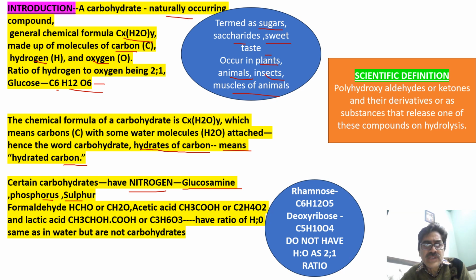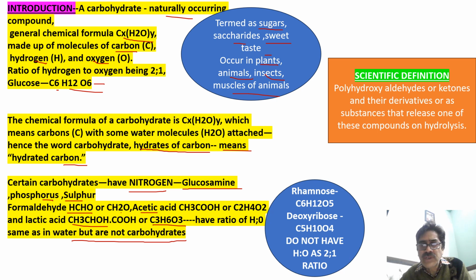One important point is here, we have compounds like formaldehyde, CH2O. We have acetic acid, CH3COH, lactic acid, CH3CHOH. You can see this formula of formaldehyde CH2O. Similarly, in case of acetic acid C2H4O2, in case of lactic acid C3H6O3, the ratio of hydrogen to oxygen is 2 to 1, the way it is in water. But remember, these are not carbohydrates. They don't bear the properties of carbohydrates.